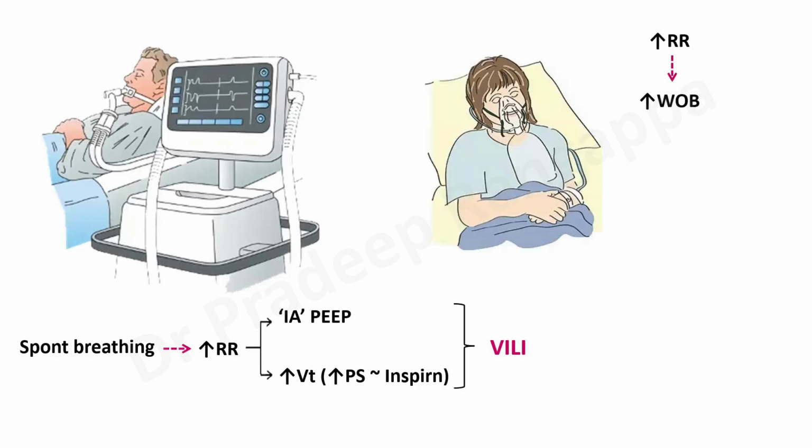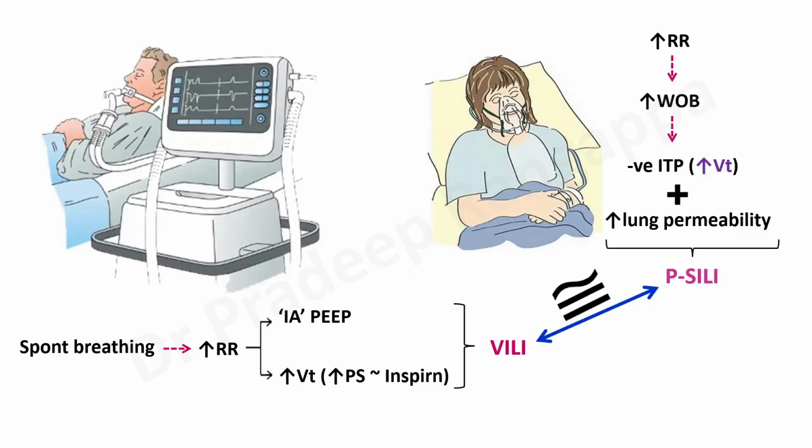So what happens in spontaneous breathing? In spontaneous breathing, when there is tachypnea and increased work of breathing, what we see is there is increased generation of negative intrathoracic pressure, which means your negative pleural pressure tends to increase. There is an increase in the tidal volume, and this leads to increased lung permeability, and this we call P-SILI. So for me, VILI, as we call it in ventilated patients, is very similar to P-SILI in spontaneously breathing patients. Because in ventilated patients, you don't give good PEEP and you give increased pressure support, which leads to increased tidal volume. So this leads to what is called VILI. And this VILI is very similar to P-SILI in spontaneous breathing, where there's increased generation of negative pleural pressure, which leads to increased lung permeability and P-SILI.